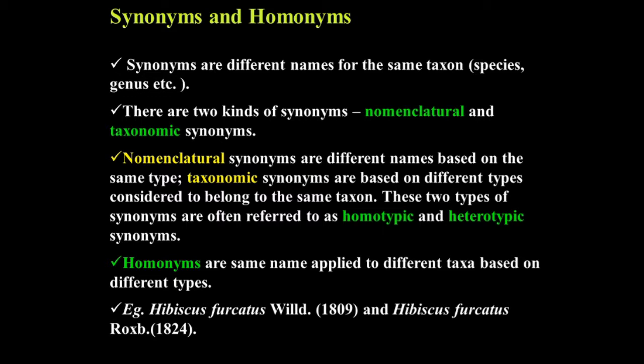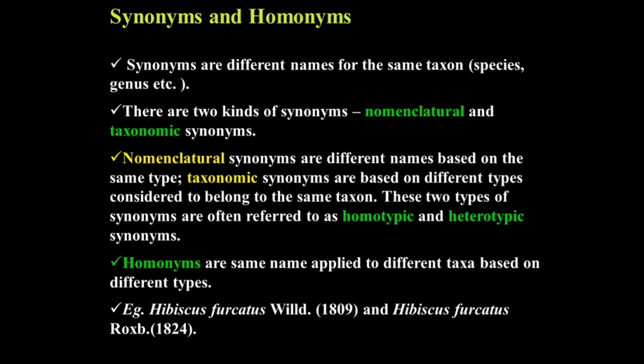Welcome back. Now we will discuss some terms related to the names of taxa. First is the differentiation of synonyms and homonyms. What are synonyms? Synonyms are different names for the same taxon. That means when there are two or more names for a taxon, only one name will be its correct name and the other names are treated as synonyms.